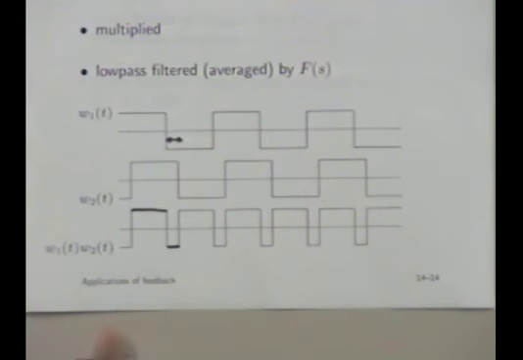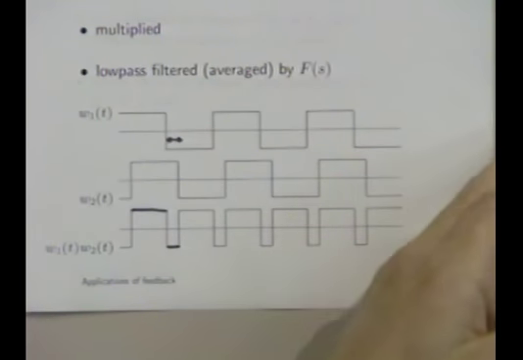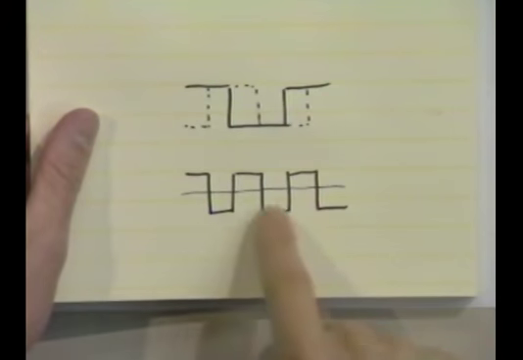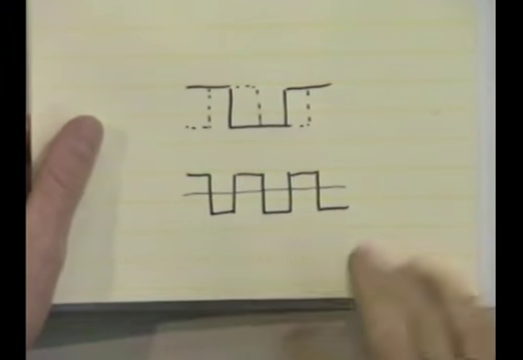I mean, at one extreme they're locked. They have 0 phase difference, and you get the average value is 1. At the other extreme, they're 180 degrees out of phase. You get minus 1, and right in the middle is 90 degrees, and you get a signal which is a square wave, but its average value is 0.